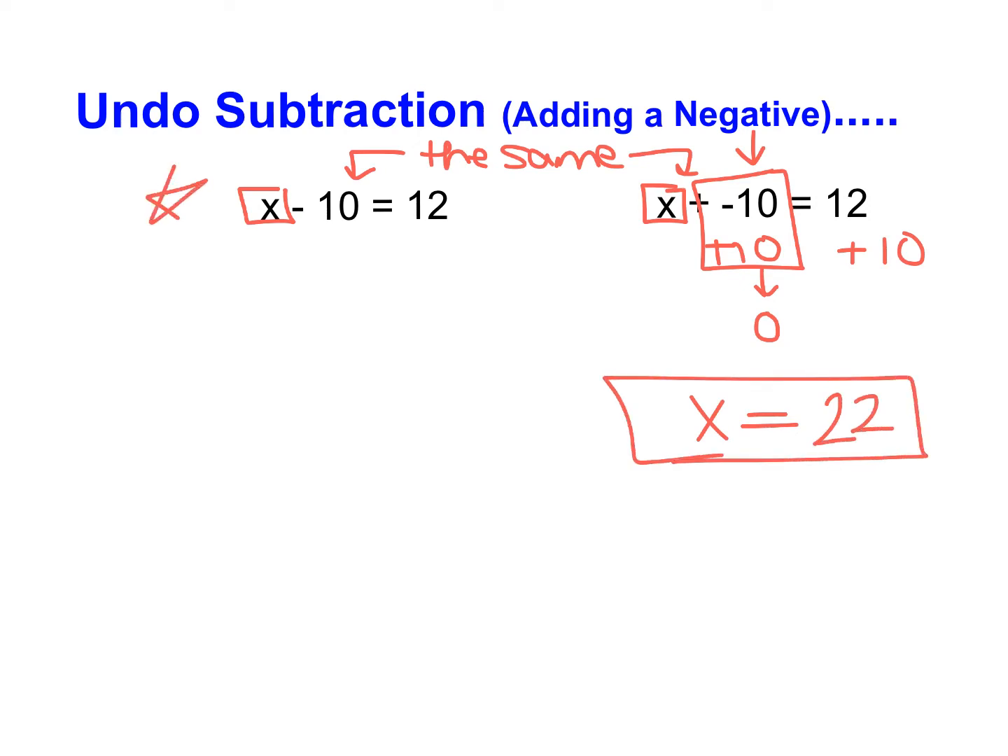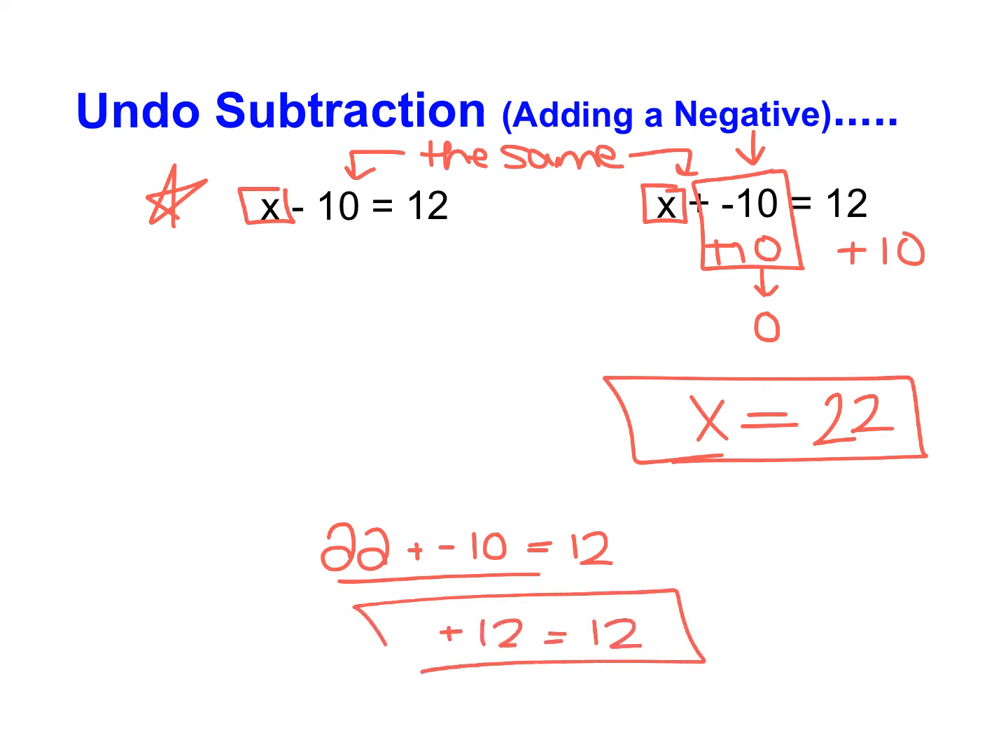Now we could have applied that same thing over here. I just like to write it as keep, change, so that I don't have any sign errors down the road. Now if I wasn't sure, I could check my answer here by doing 22 plus a negative 10 is equal to 12. Well, I know 22 plus negative 10 is 12. And as a result, I have a true equation. So here we can see that if we are adding a negative number or subtracting, we can simply add to undo that operation and get the variable by itself.